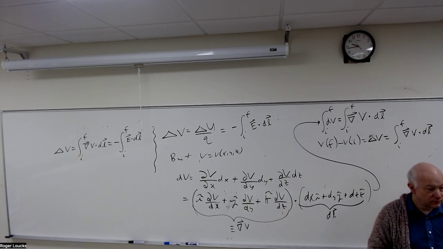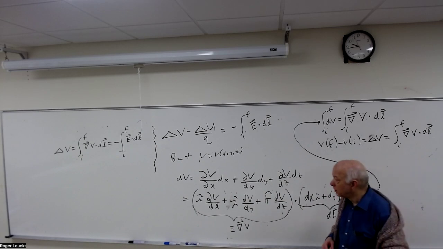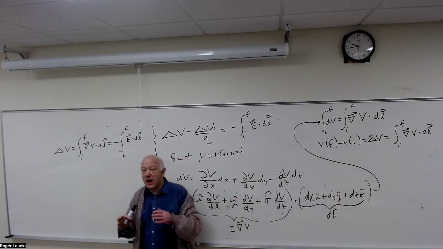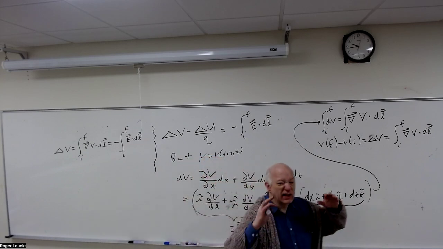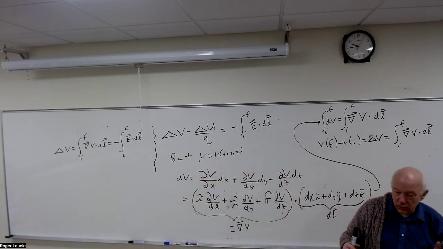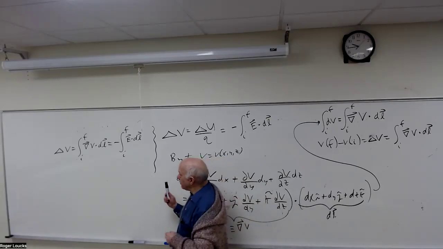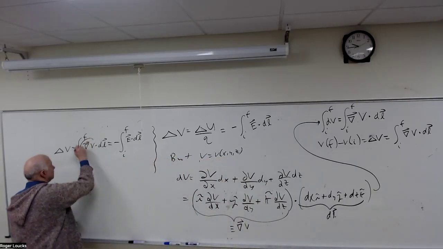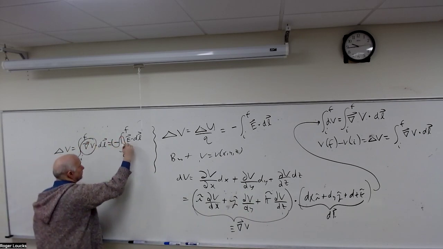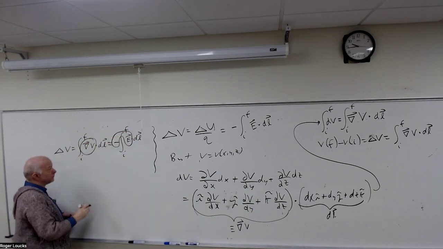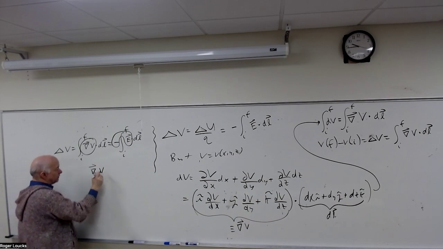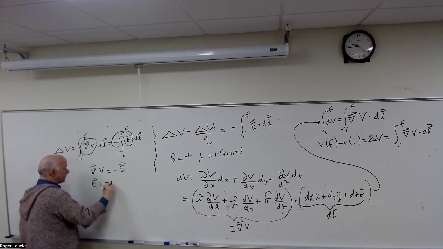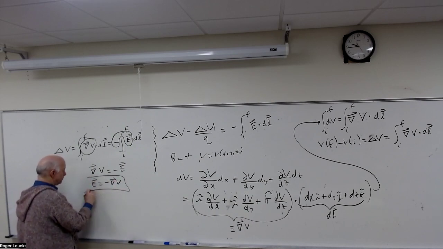Conservative meaning it is path independent. So it doesn't matter how I go from the initial to the final spot. I can pick any random path I want, and it always has to be the same. And in that condition here, this is always the same. What it means is that this value here has to be this value here. So I can conclude that the gradient of V is equal to minus E, so your electric field is minus the gradient of V. Boom.